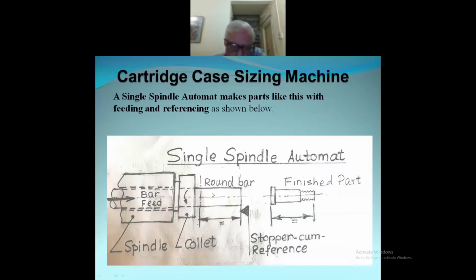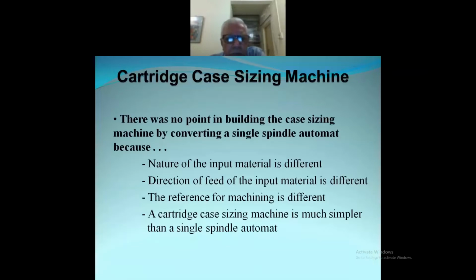Now we compare what we wanted to make and what we are trying to modify. You can very well see that the nature of the input material is different. There, parts will be coming one by one, and here I am feeding a long, nice bar. Then the direction of the feed of the input material is different. I am going from left to right, then I am going from right to left. That also creates a little bit of problem. Then referencing. Here you saw the stopper, the reference, was on the right side. From there I am maintaining everything. And here the stopper and the reference is on the left. From there I am maintaining. So everything is the other way around.